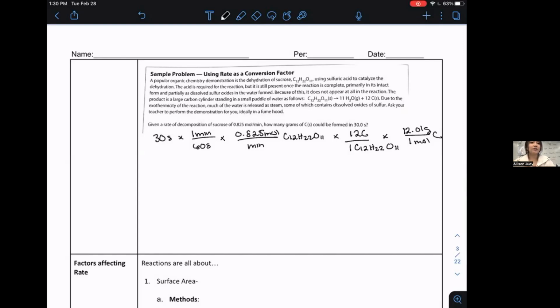And what was the final value? 59.5 grams. 59.5 grams of carbon produced in 30 seconds.